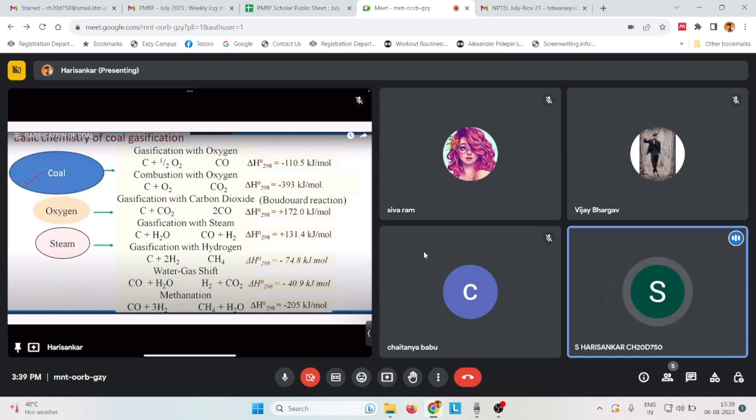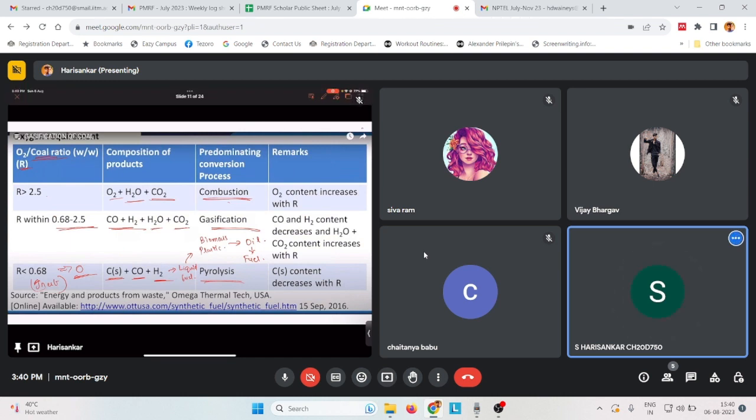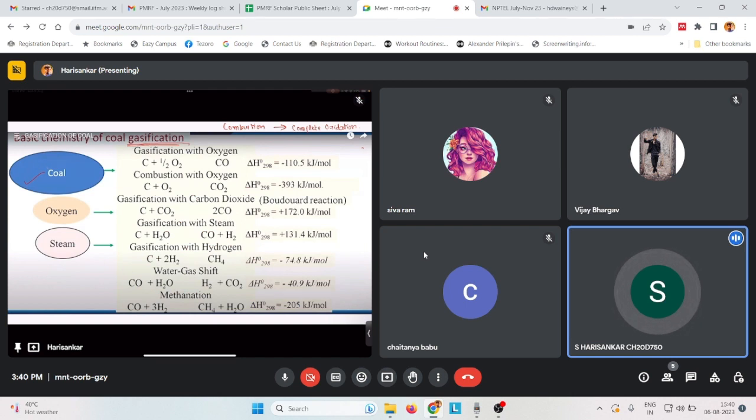Okay. So these are just some of the reactions that are associated with coal gasification. So far we learned about combustion. Combustion basically means complete oxidation. So all the products that we get from the combustion process, as we saw in the last slide, are completely oxidized ones like water and carbon dioxide. But in terms of gasification, it is partial oxidation.